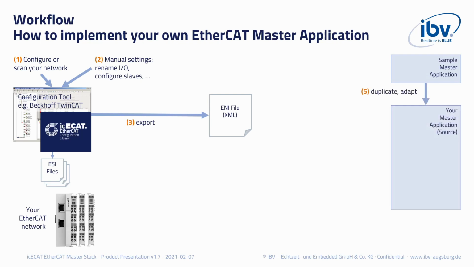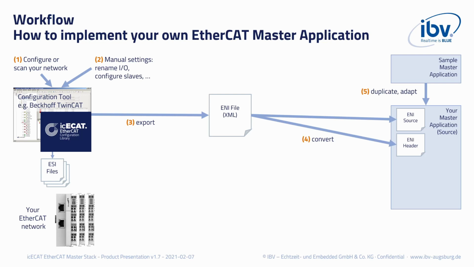First of all, we will adapt the sample application so that we remove all the network-dependent source code. Then we will convert the XML ENI configuration file into source code. This is the same process we've done before with the sample all and sample simple application.